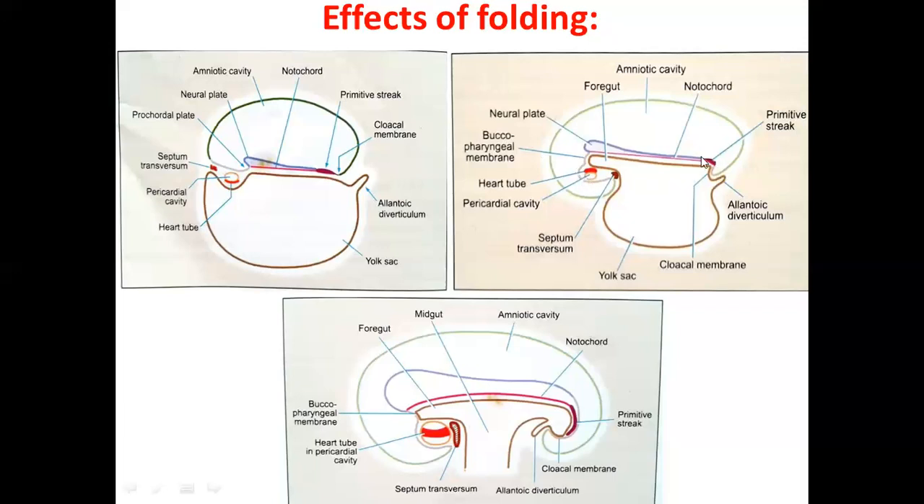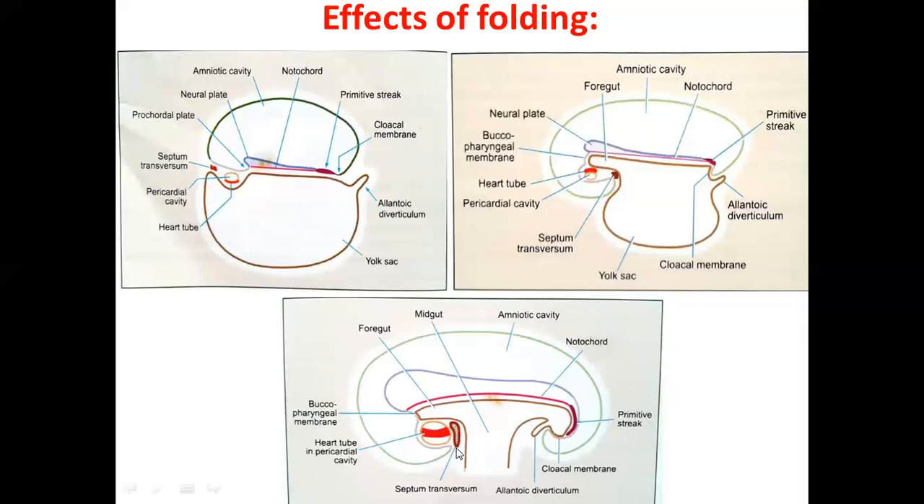So what happens here at the tail fold? You can see here the primitive streak at this level goes anteriorly. Due to that, the cloacal membrane is coming here, most anteriorly, along with the primitive streak. And see the change in the allantoic diverticulum, which was lateral. Due to the tail fold, it comes out ventrally, coming on the front side here. So these are the changes taking place at the posterior side. These are the changes taking place anteriorly due to the head fold, and this is due to the tail fold.